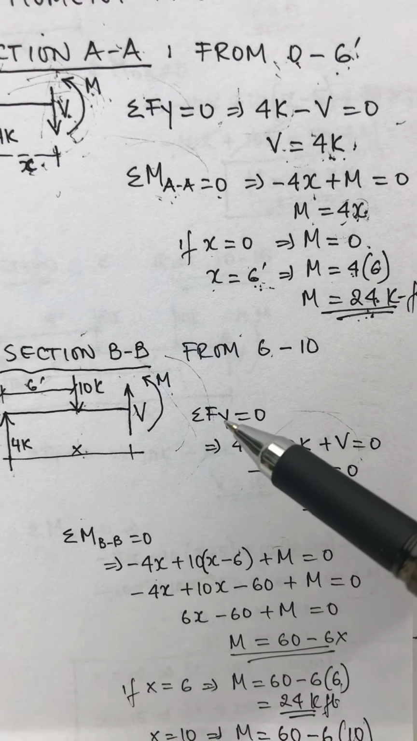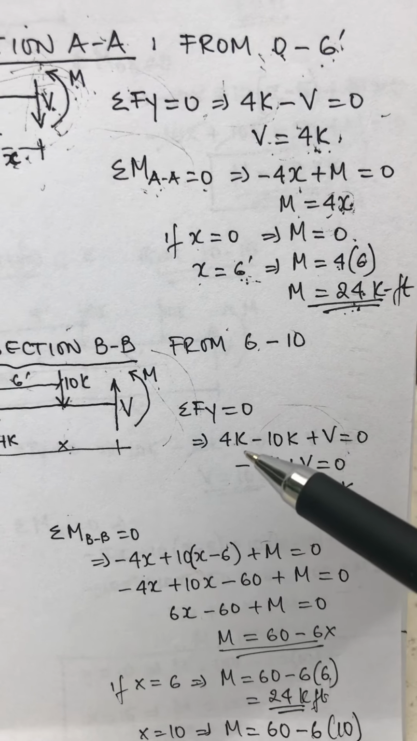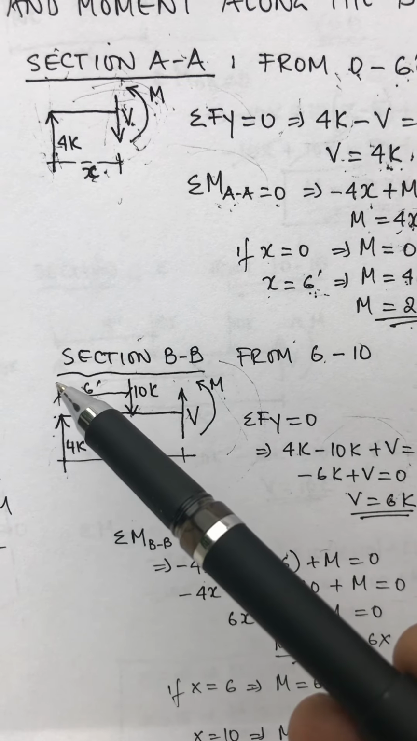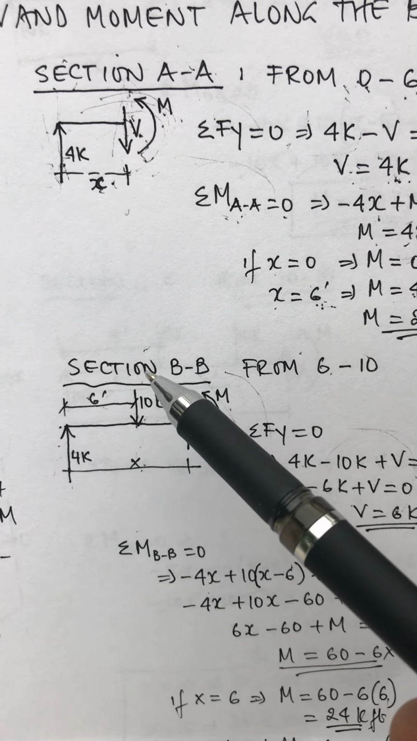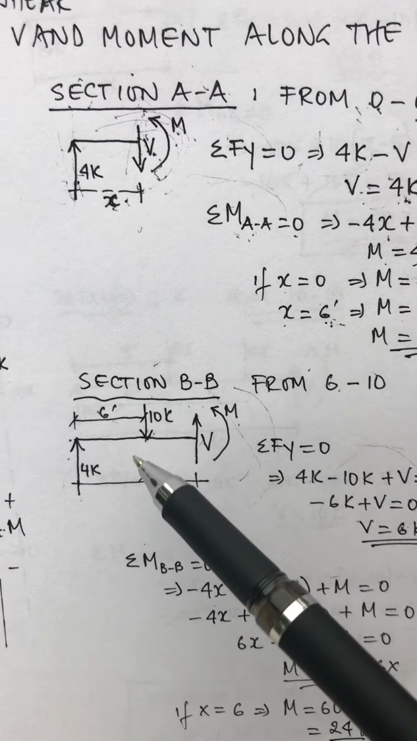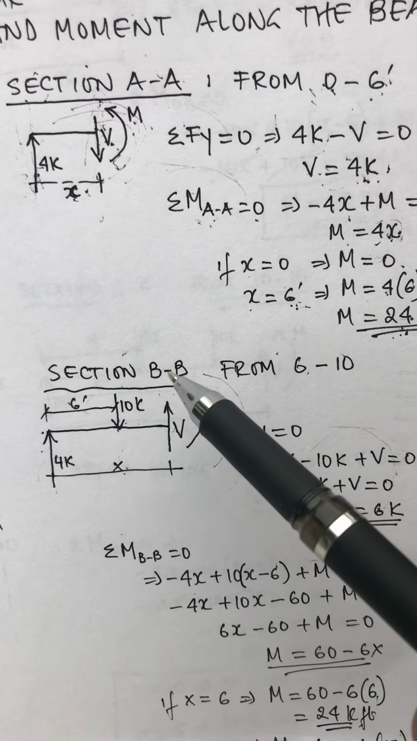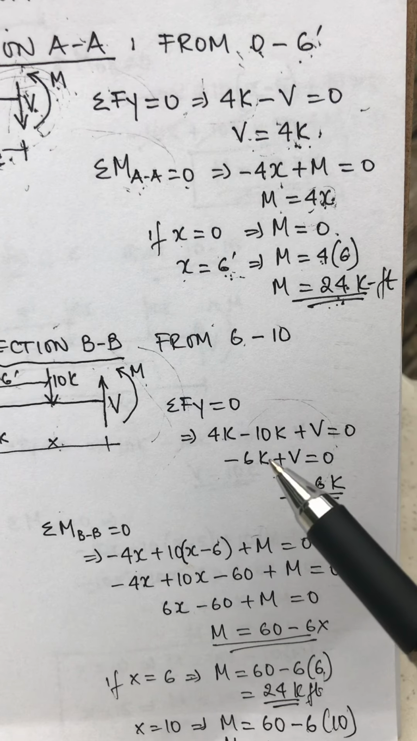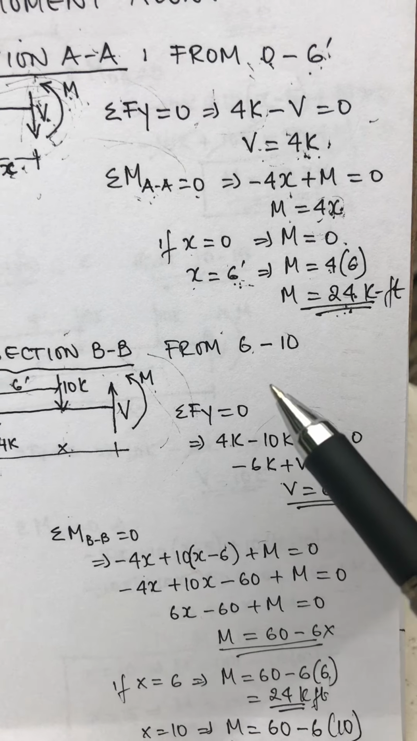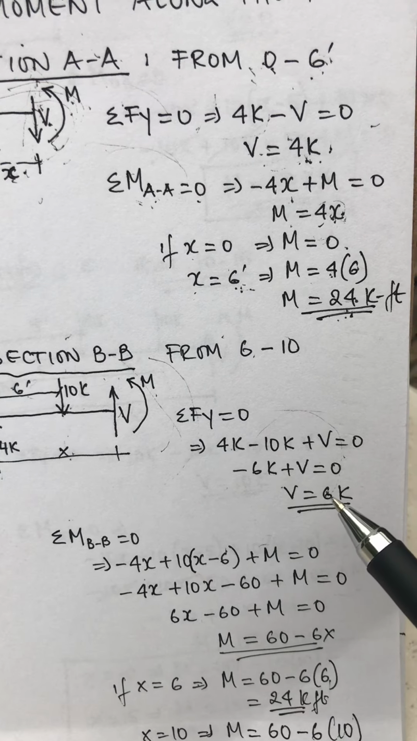So summation of force in the y direction is 0. I have 4k. Why? Because 4 goes upward. Minus 10k, because 10k is going downward, and plus V equals 0. That's what I have here. So if you solve this, you're going to find that from 6 to 10, V is 6k.